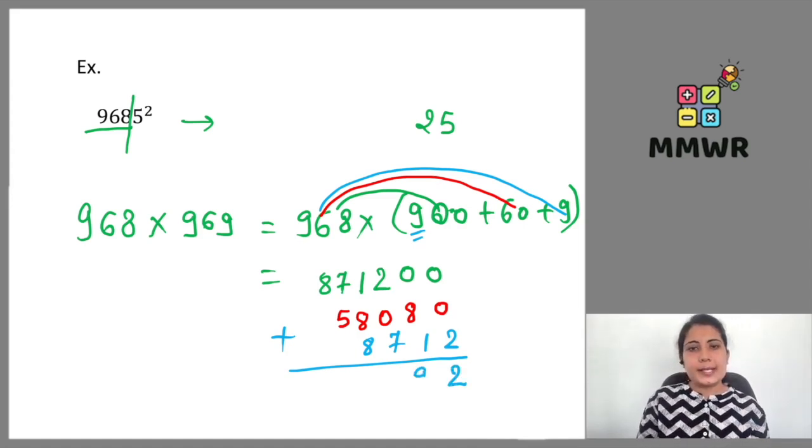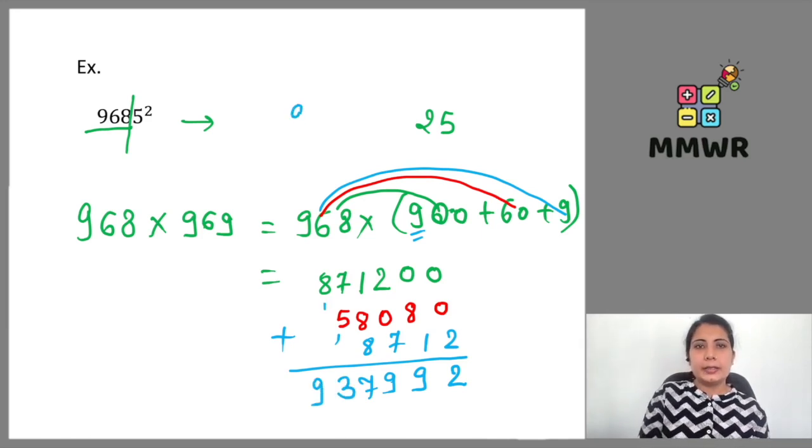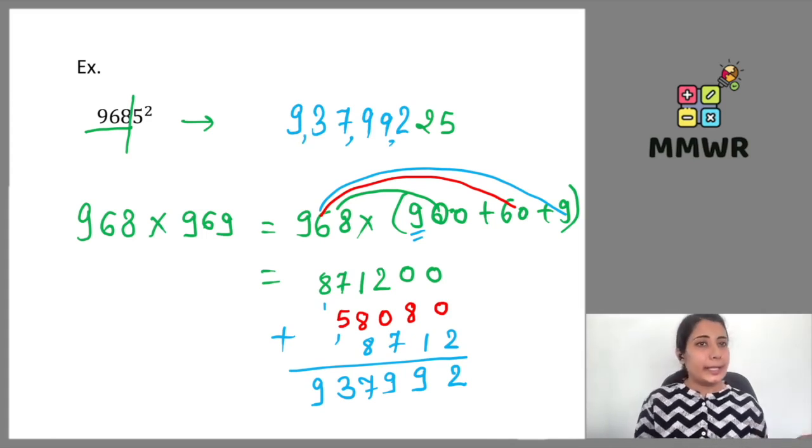So 2, 8 plus 0 plus 1, 9. 2 plus 0 plus 7 is 9. 8 plus 8 plus 1 is 17. Carry over 1. 5 plus 1, 6 plus 7, 13. Carry over 1 and 9. So 9, 3, 7, 992. That means the square of 9685 is 9 crore 37 lakh 99,225. It is not this much time-taking.